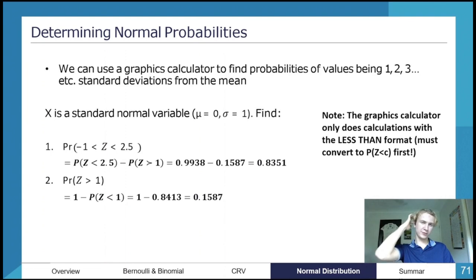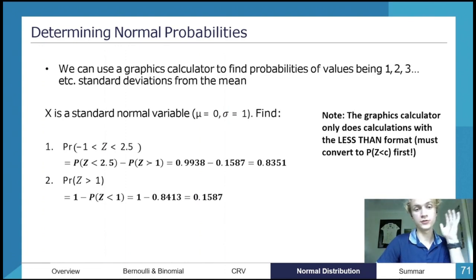One thing to note is that when you're using norm CDF, the graphics calculator only does calculations with it in less than. So you have to convert it to the probability of it being less than C, even if you're given greater than C, such as question 2. And so you have to minus it from 1 initially to get it to that format. So here, if we're finding the probability that z is between -1 and 2.5, to do that, we first of all find the probability that z is less than 2.5 minus the probability that z is greater than 1, equals 0.938 minus 0.1587.